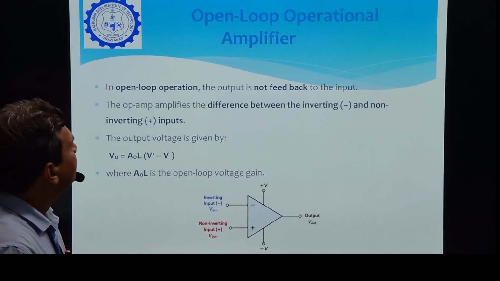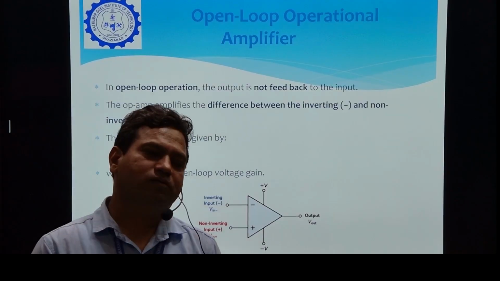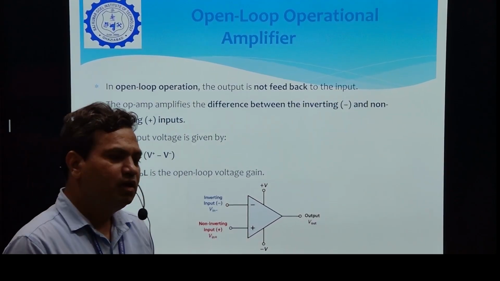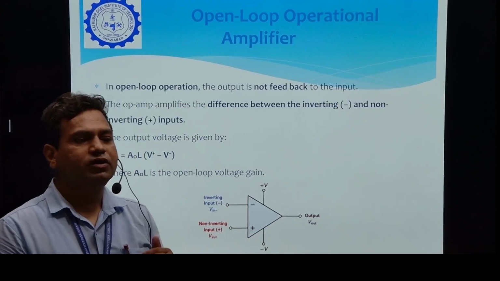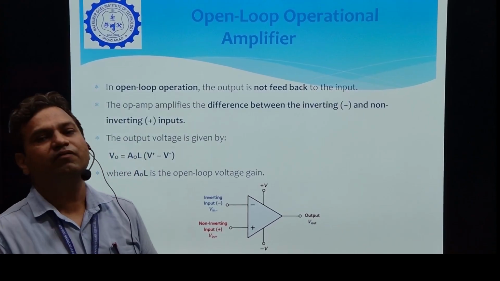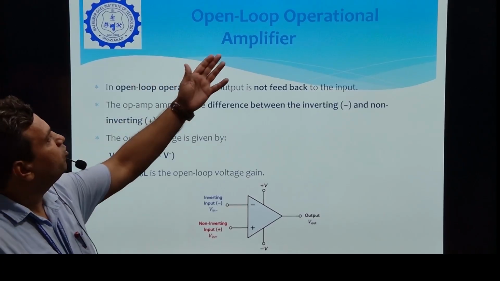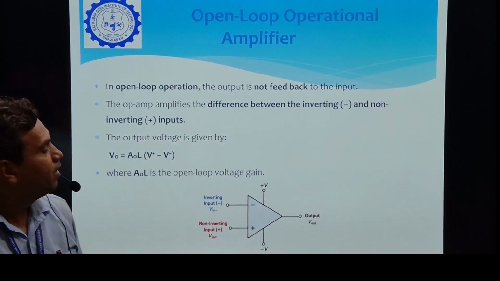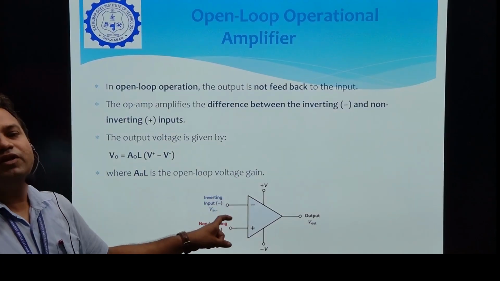Now come to the configurations of the operational amplifier. Basically the operational amplifier is configured into 2 types of configurations. The first one is known as the open loop configuration, and the second one is known as the closed loop configuration. Now come to the open loop operational amplifier configuration. In an open loop operational amplifier, there is no feedback connection between input and output.